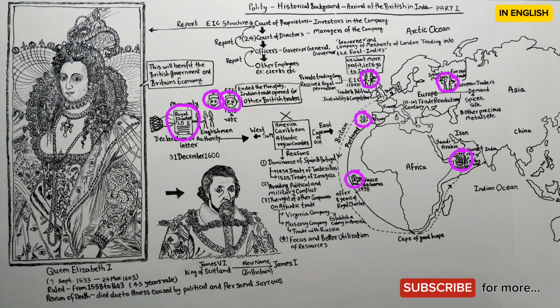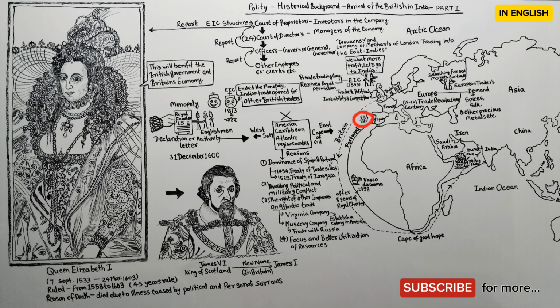For example, here you can see I have made a symbol of a hand and above it there is a symbol of some dollars also, right? Now why have I drawn these symbols here? I have drawn these symbols here because it is telling that Portugal was earning a lot of profit at this time.